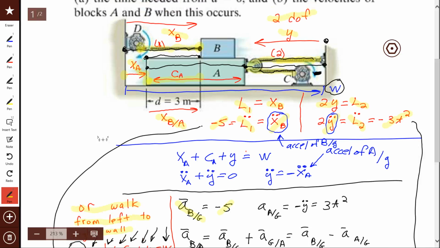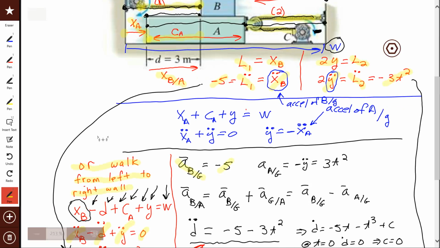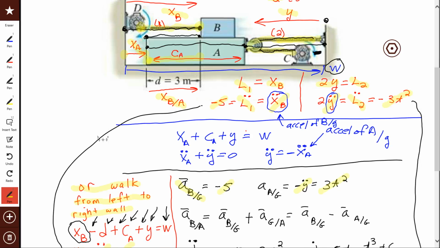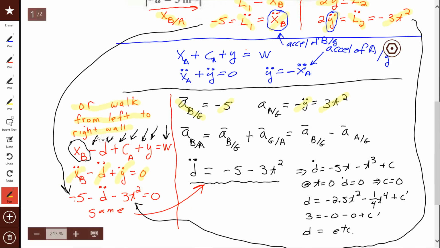If I look at the acceleration of A relative to the ground, that's equal to -y double dot, right? So the acceleration of A measured from the ground is -y double dot. That's 3t squared, right? Essentially what's happening is because the rope is being pulled in, body A is moving to the right. So there's my acceleration of A relative to the ground.